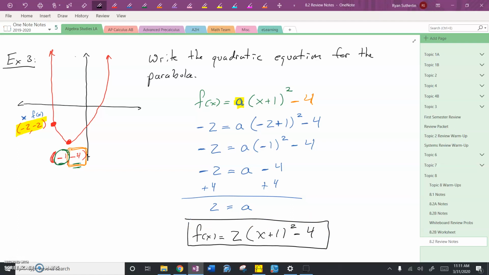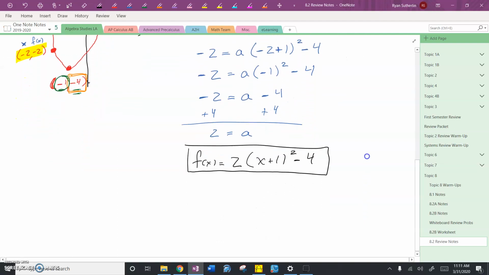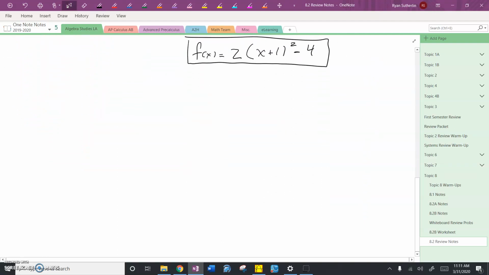So I want you guys to try it now on your own. Here you're going to do the same thing. Here is your example. So example 4, we're going to write the equation, and again I'm going to say quadratic equation. Remember, what makes it a quadratic is I have this little 2 up here as an exponent. Write the quadratic equation for the parabola.